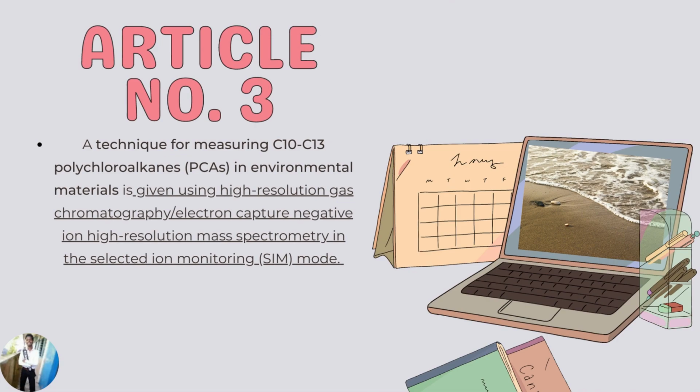For the third article, a technique for measuring C10 to C13 polychloroalkanes in environmental materials is given using high-resolution gas chromatography or electron capture negative ion high-resolution mass spectrometry in the selected ion monitoring.